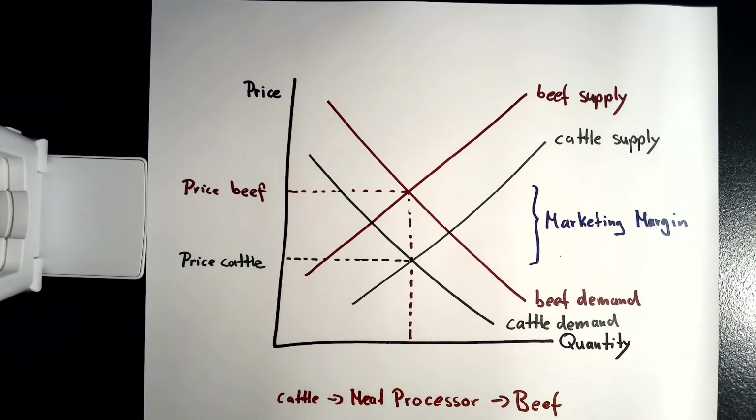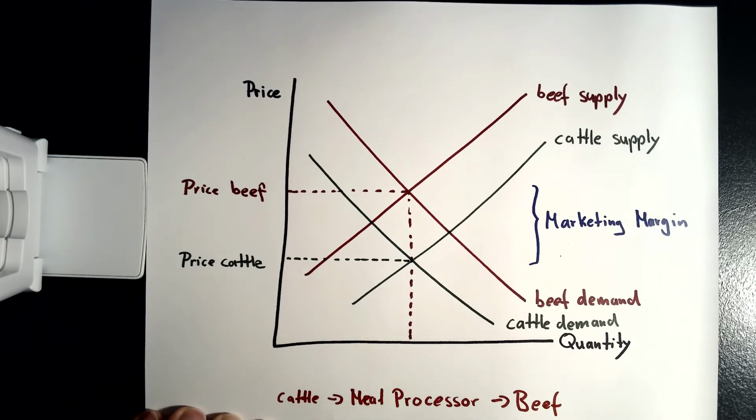Okay, so let us consider the market for meat processing. Consider a meat processor: the input to a meat processor is cattle and the output is beef. So the meat processor is both on the demand side for cattle as well as the supplier for beef. In the graph up here I have represented the beef and cattle market in the same graph.